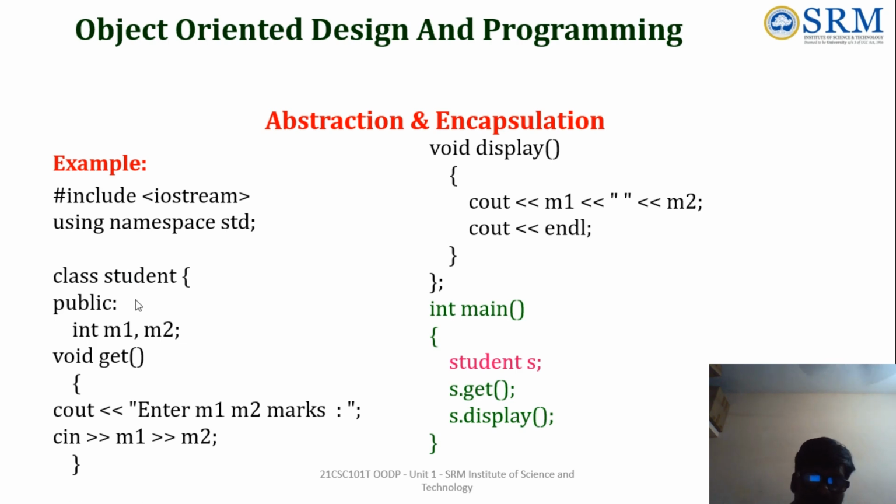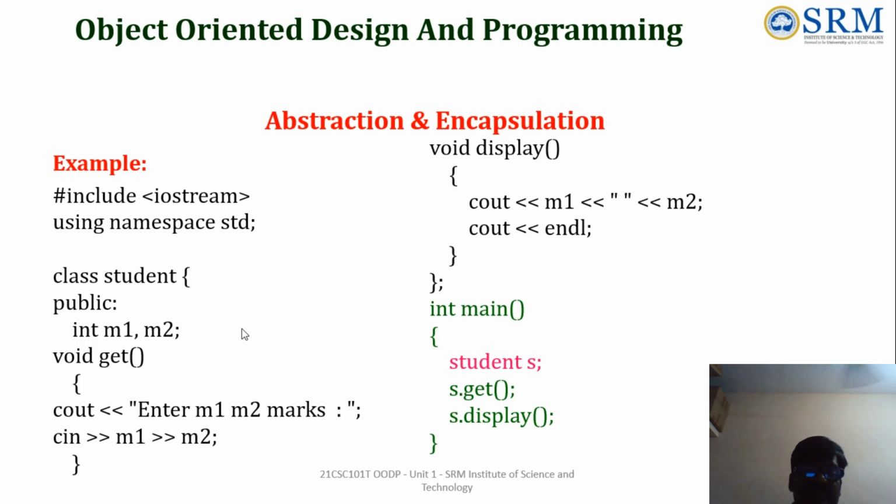In the same example I can say it is also achieving abstraction. How? The get and display functions are implemented, and the implementation details are not known to the object. Since S is an instance of the student class, it just accesses the get and display methods. S doesn't know anything about the implementation details of the display and get methods. So abstraction is also achieved.